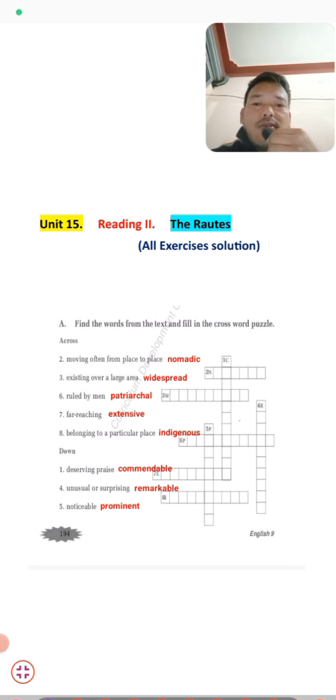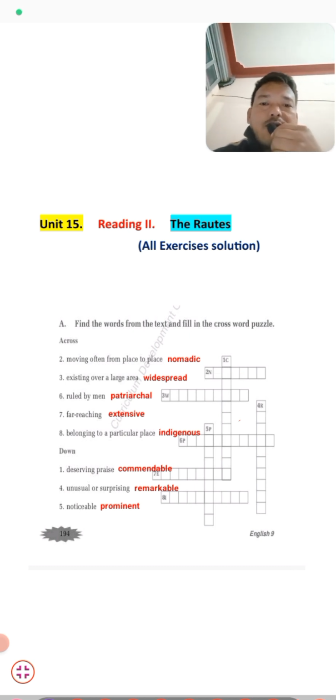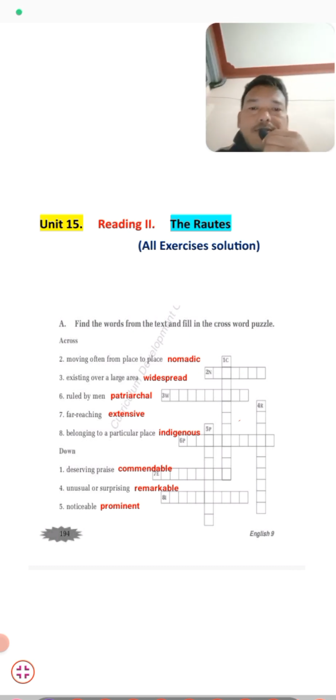Cross side, that is moving often from place to place. Okay, these are the people, students, who move from place to place. They are called nomadic people. Okay, nomadic is the right word. Number 2, it's a cross side. Okay, you can write here nomadic. And the first letter N is given already here.